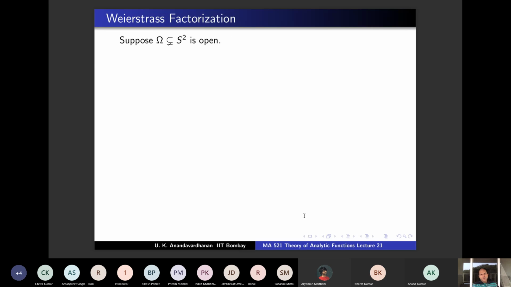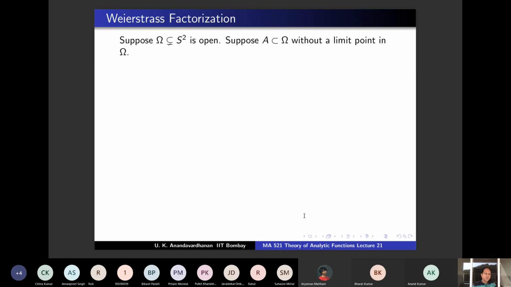The next thing that we will do is not about entire functions. My domain need not be the whole of C, but I will consider S2, which makes the proof somewhat easier. Instead of considering C, I'm going to consider C union infinity and take an open subset omega of S2, which is not the whole of S2. So take a proper open subset, and suppose A is a subset of omega without a limit point in omega.